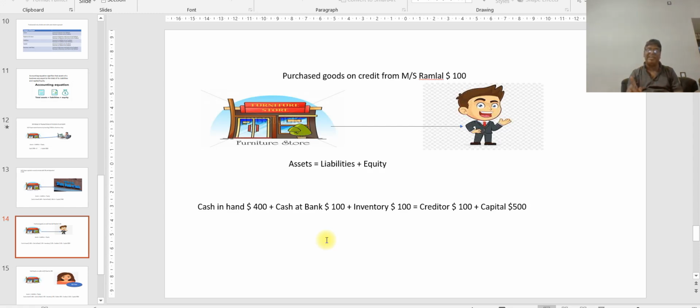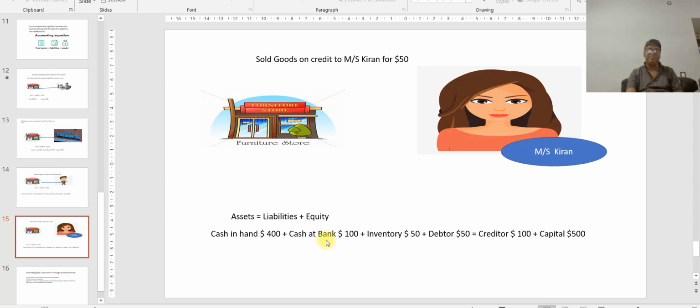Then purchased goods on credit from Messrs. Ramlal, $100. Here the business is purchasing goods from Messrs. Ramlal on credit, and our creditor is Messrs. Ramlal. While purchasing the goods or inventory, there is an increase in assets to the extent of $100. So cash in hand $400 plus cash at bank $100 plus inventory $100, and the creditor $100 and capital $500.